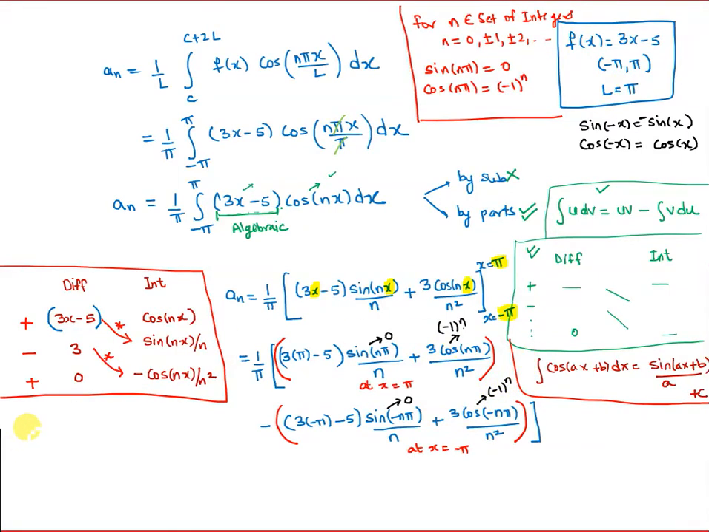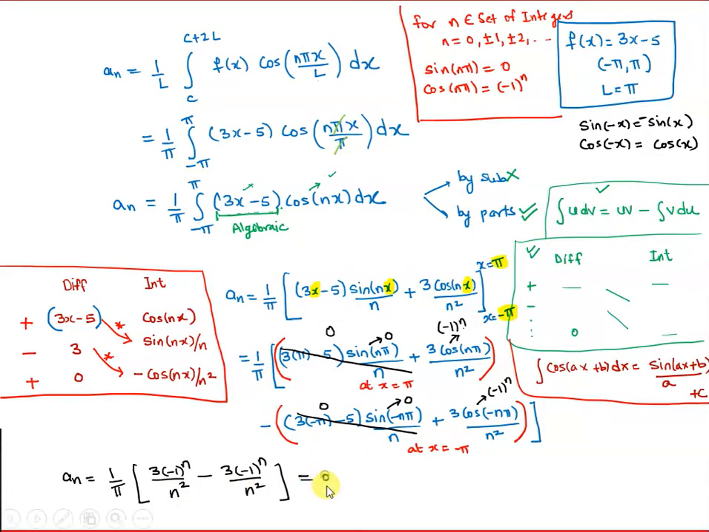So this will give you an equal to 1 over pi. Now as this term is 0, 0 multiplied by anything becomes 0. So this total term becomes 0. Similarly, this third term becomes 0. So we are left with 3 times minus 1 to the power n over n square, and this minus 3 times minus 1 to the power n over n square. So this minus minus, same terms with negative sign, gives you 0. So here we got the value of an as 0.